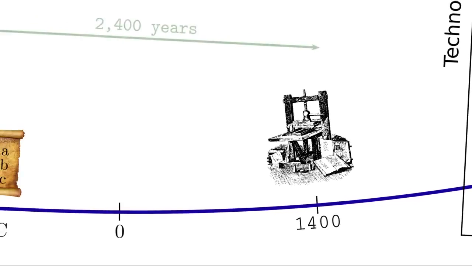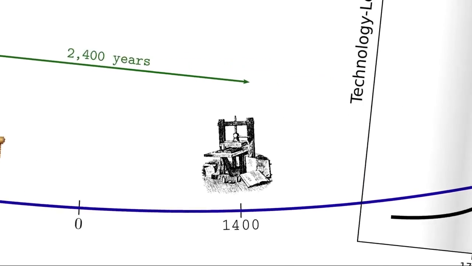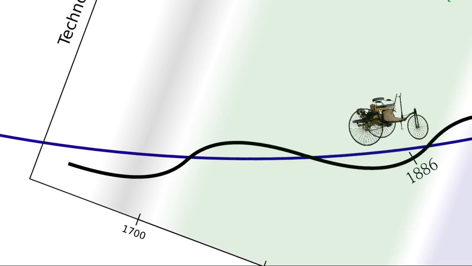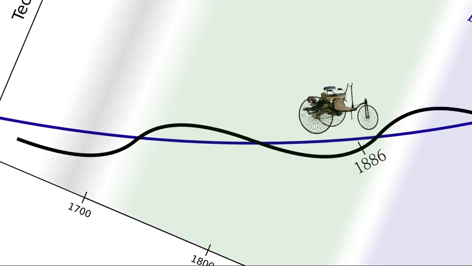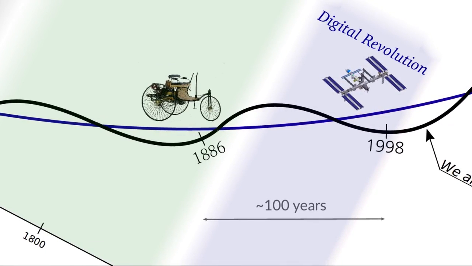So we see that from the invention of the alphabet to the invention of the printing press, we have a time gap of 2,400 years. While in comparison, when the first car was invented in 1886, it took only roughly 100 years until humanity launched the International Space Station, ISS.